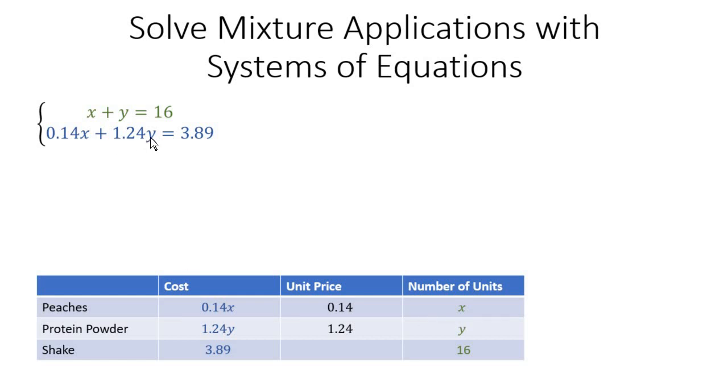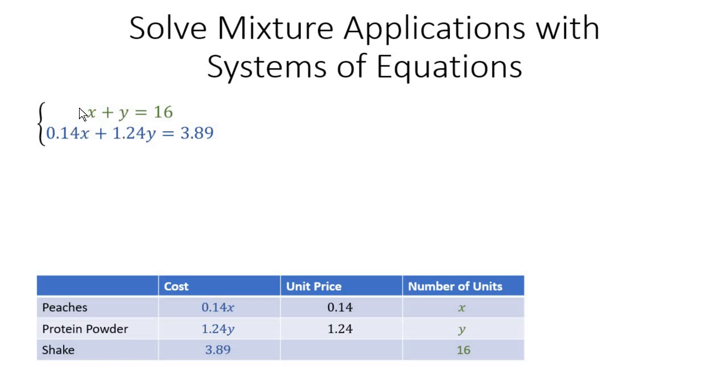0.14x plus 1.24y equals 3.89. Okay, so once we have these two equations, we can go ahead and solve them. I'm going to solve this one by elimination. To use elimination, I need to find a multiple of either 1 and 0.14 or 1 and 1.24.